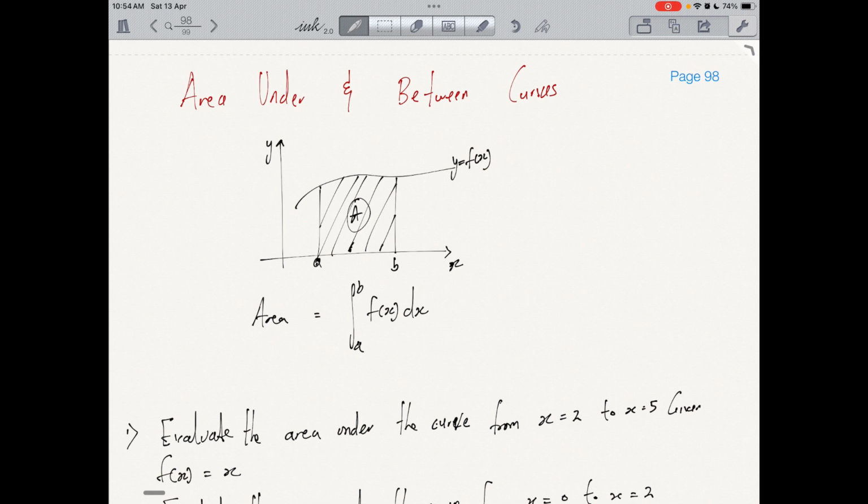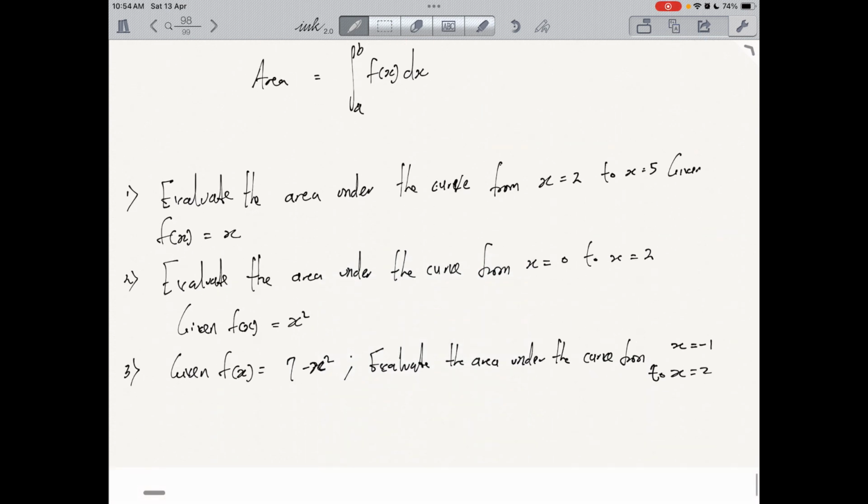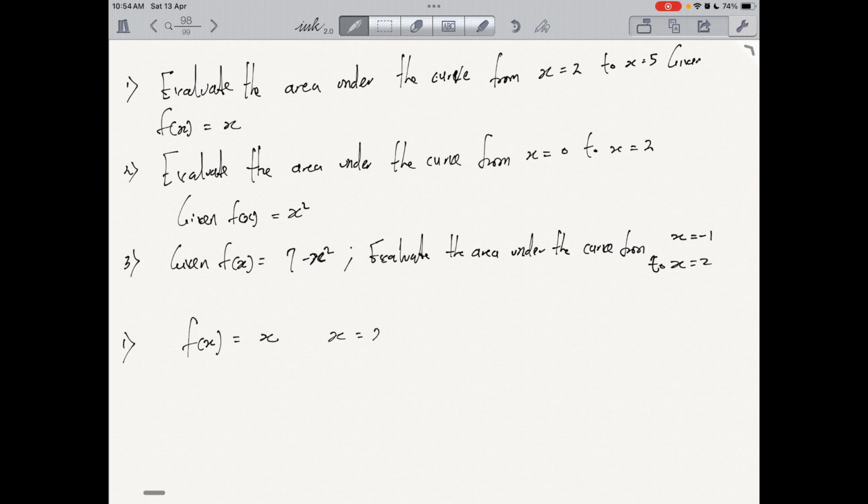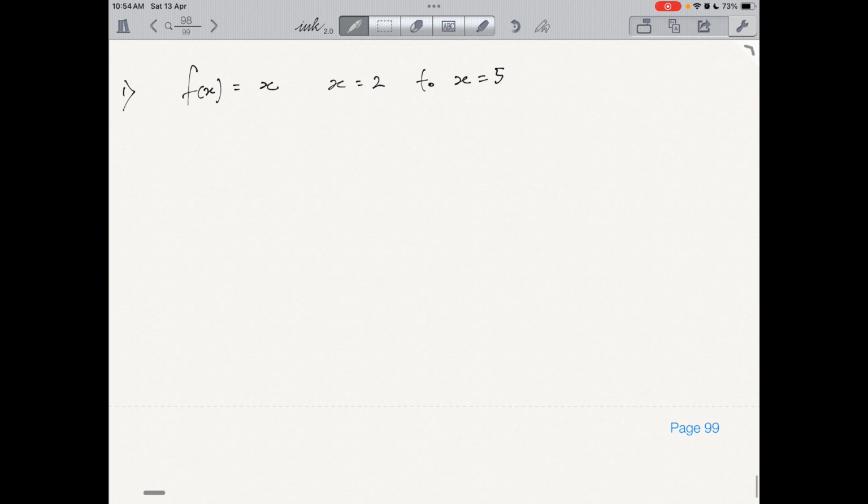So we can take a quick example of this. So we have 3, and let's evaluate them. In the first instance, we are given f of x equals x from x equals 2 to x equals 5. If we take a look at the graph of f of x equals x, we can sketch it to give us something like this. And we are asked to evaluate it from x equals 2 to x equals 5.